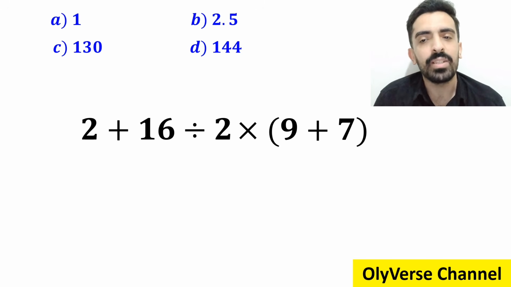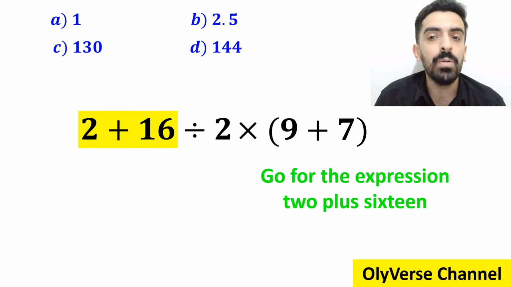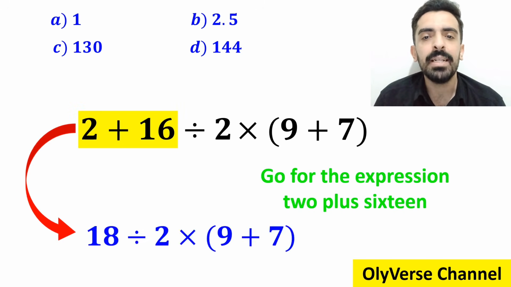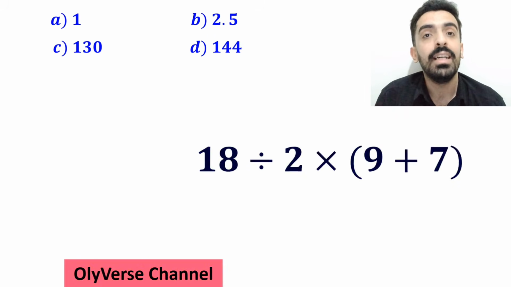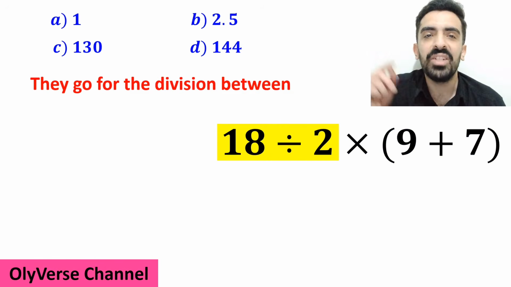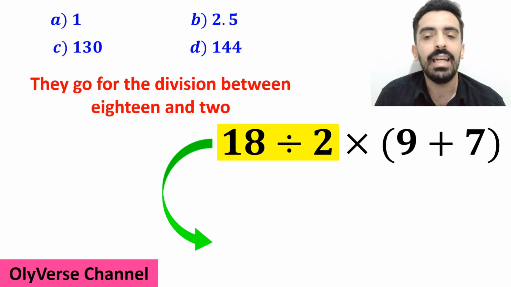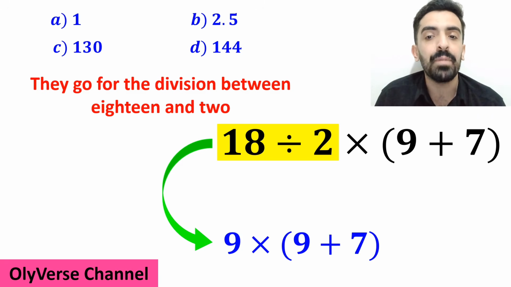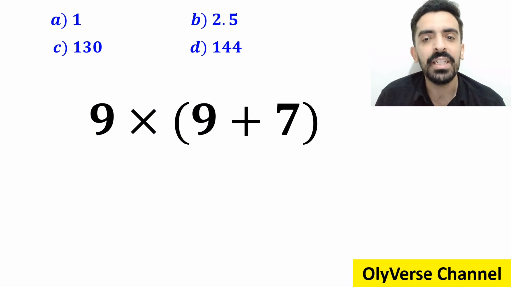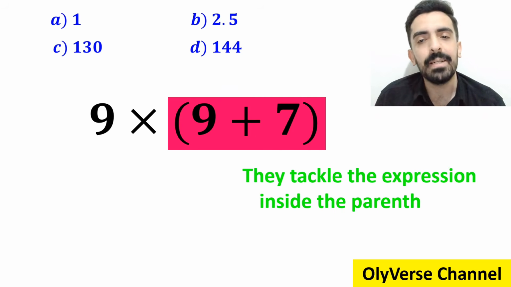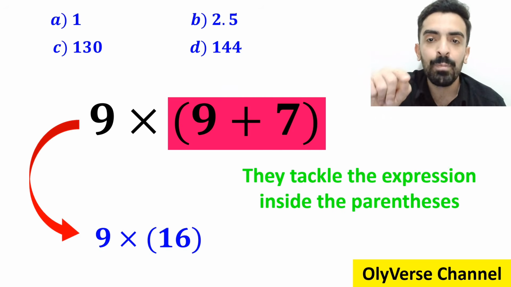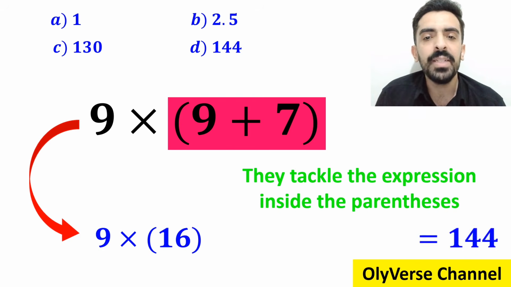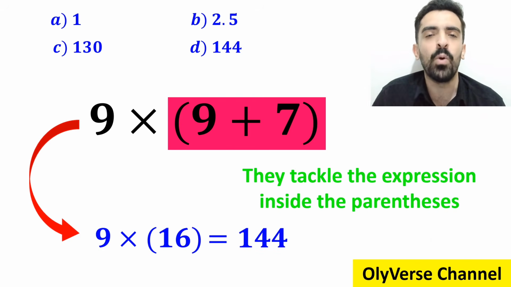Many people, when solving this question, first go for the expression 2 + 16 and write this expression as 18 ÷ 2 × (9 + 7). And the next step, they go for the division between 18 and 2, and this expression simplifies to 9 × (9 + 7). And the final step, they tackle the expression inside the parentheses and write it as 9 × 16, which ultimately gives them the answer 144.